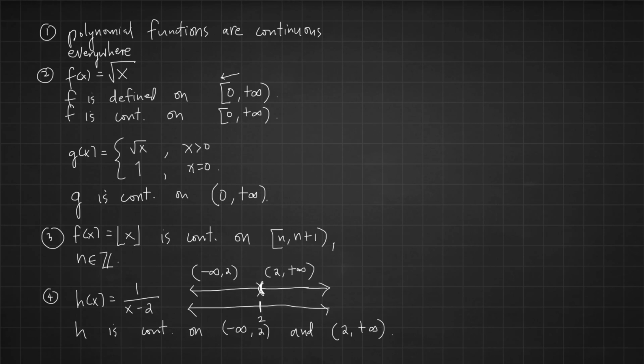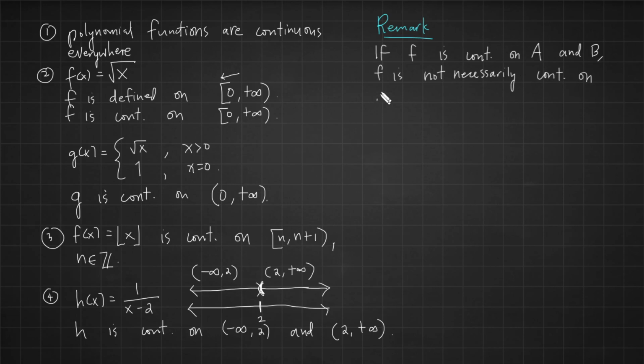So let's just write that as a remark. So remark, okay, if f is continuous on A, so some set A, and B, so another set B, f is not necessarily continuous on A union B. Okay. One counterexample would be the floor function.